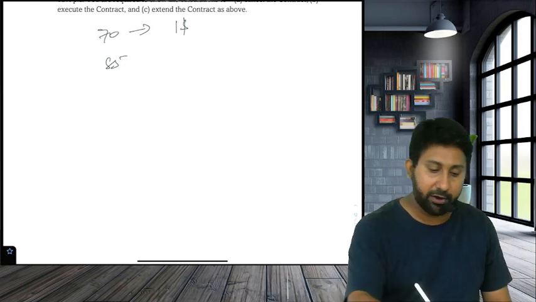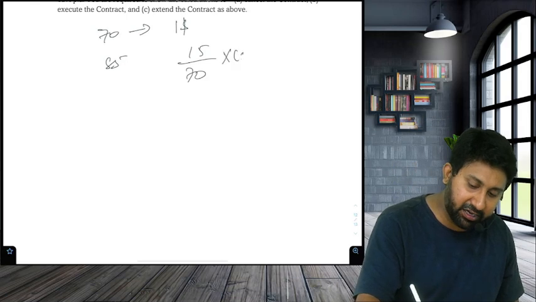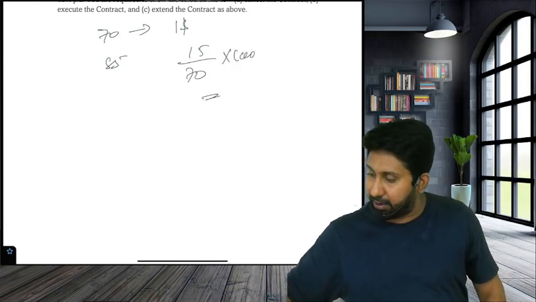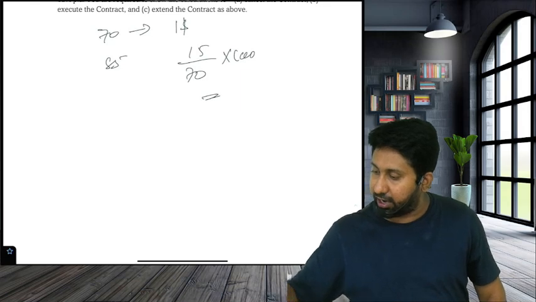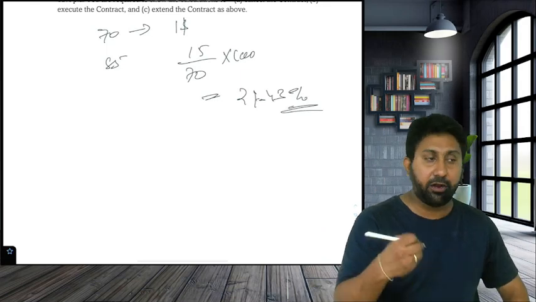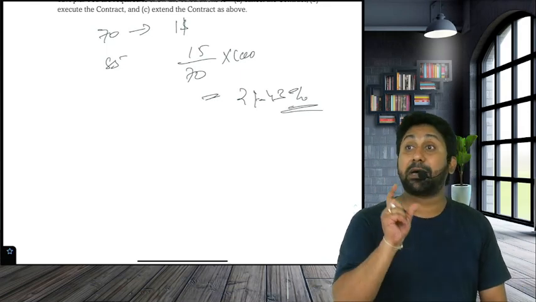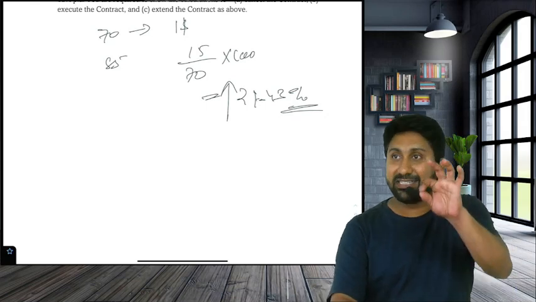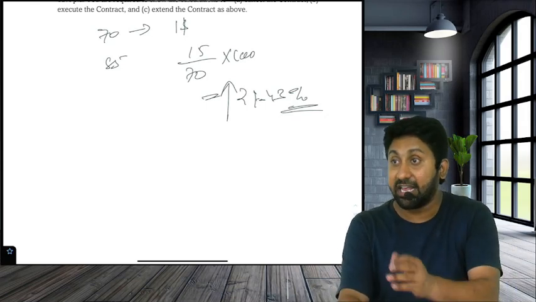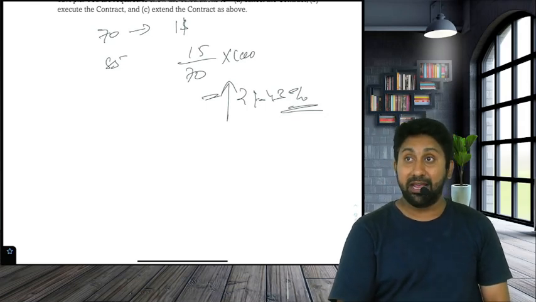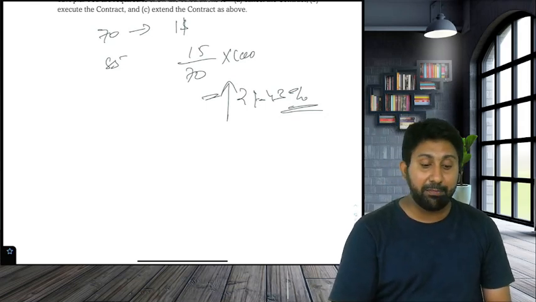each dollar. So 15 divided by 70 into 100 is 21.43%. Is this percentage increased or decreased? Increased. This increase in percentage we call appreciation in the dollar. That means simply I can make it like this.